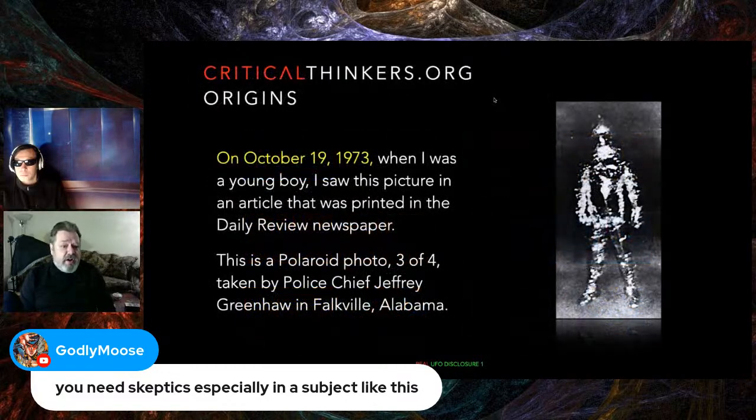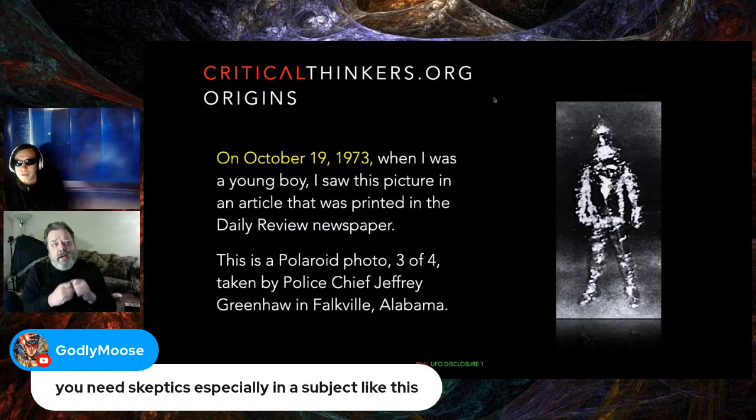And real quickly, all this started on October 19, 1973. And this is when I saw this photo here that you see in front of you, Stephen, taken by Jeffrey Greenhaw. And at this point, as we grow up, we reach a certain age where suddenly the light goes on and you're like, wow. Yeah, this one was a kind of a wacky case. For those that don't know, do you want to tell what it actually was in the picture?